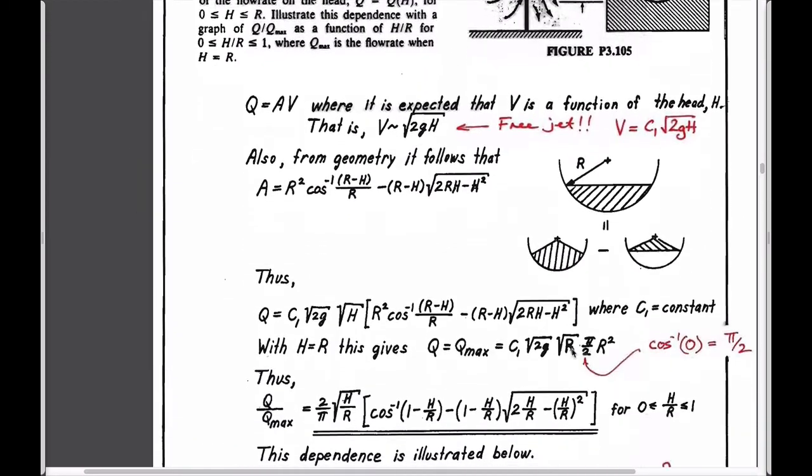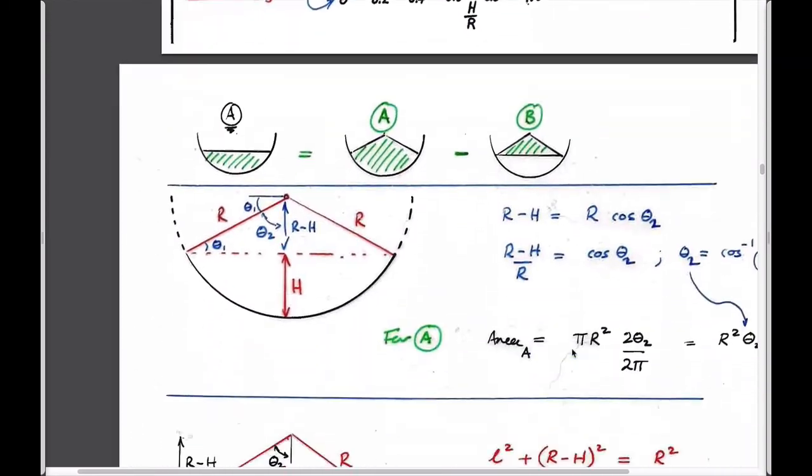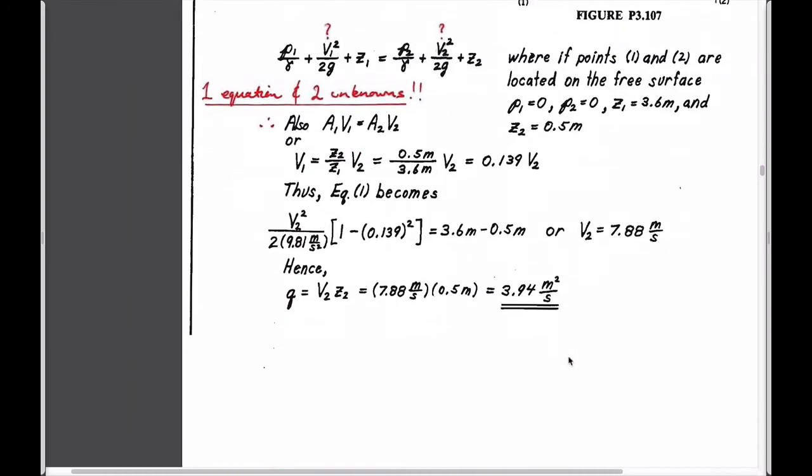We can do all kinds of sophisticated things for different shaped weirs. I'm not going to worry about that.